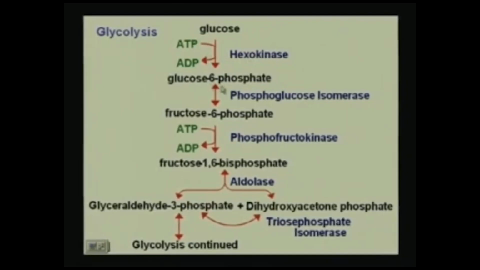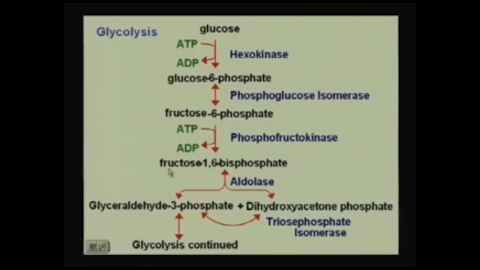The next step is an isomerase where we form fructose 6-phosphate. We then need to form fructose 1,6-bisphosphate, which means that we need another kinase and another ATP. Okay, this you should remember in this form. So we have glucose 6-phosphate, and since you have to form fructose 1,6-bisphosphate, you have to form fructose 6-phosphate. So you need an isomerase that is going to form fructose 6-phosphate from glucose 6-phosphate.